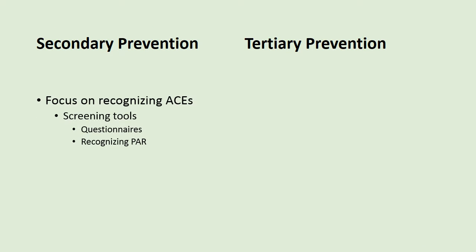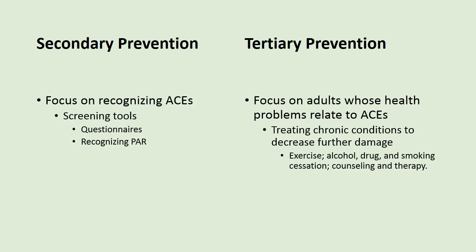Secondary prevention, the best option is going to be the screening tools, using questionnaires like the ones we looked at during the presentation, recognizing the population at risk, doing what we can to lessen the effect of these ACEs later on in life. And then for tertiary prevention, as we know, the problem already exists. The person already has these chronic conditions or this mental illness that's been affected by the ACEs. So our goal is going to be to decrease any further damage, which is going to include things like exercise, alcohol, drugs, smoking cessation, counseling and therapy, things like that.